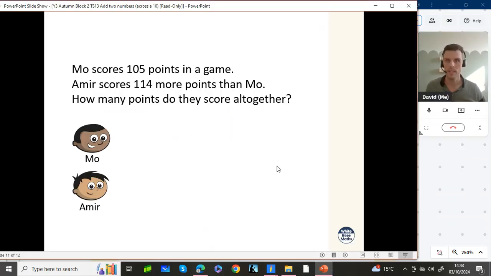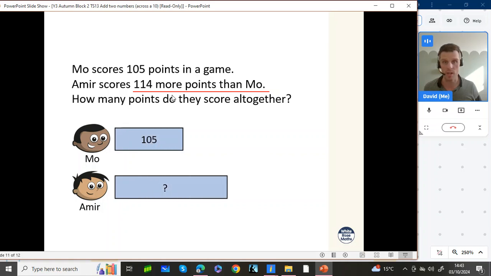So Mo scores 105 points in a game. Amir scores 114 more points than Mo. How many points do they score altogether? Okay, now this is going to be a two-part question. So first of all, we need to know how many points did Amir score, because it states that he scored 114 more points. So this is our first part of the question.